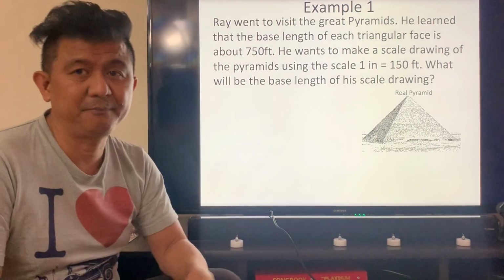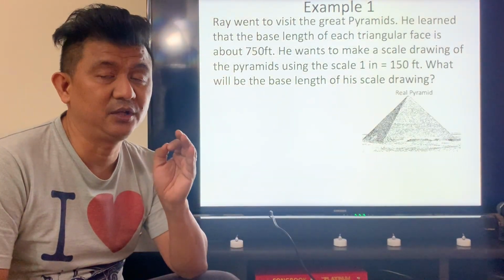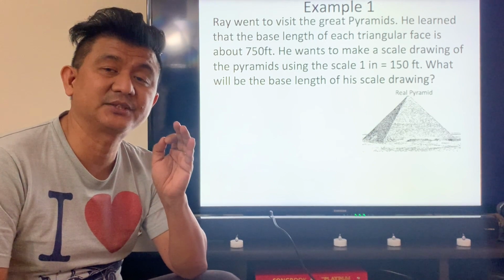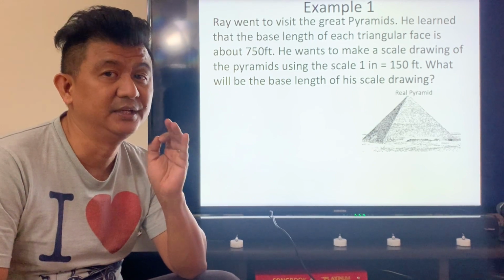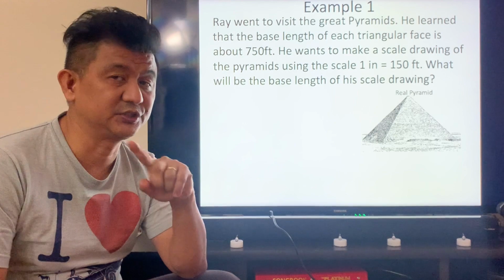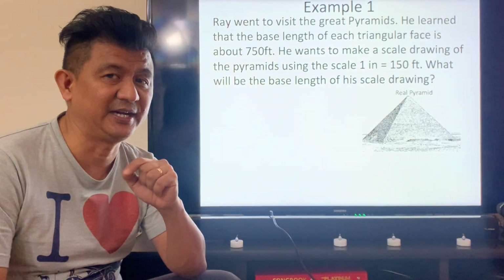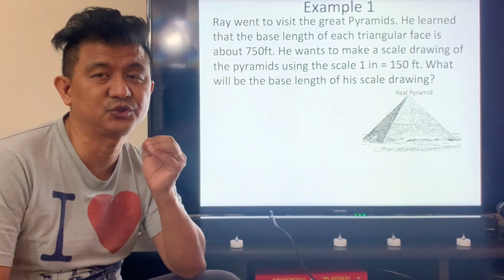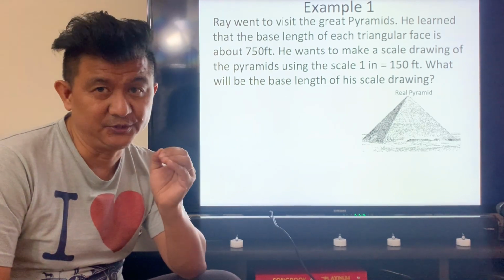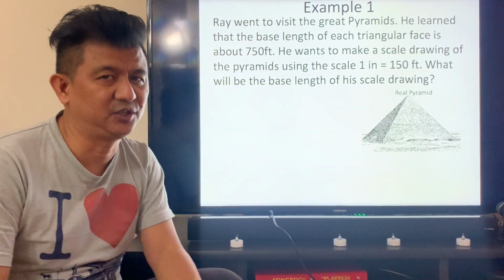Now, let's have examples on how to use this. In problem solving, you have to know your basics of solving for a missing number in a proportion. There's a separate video just for that. But assuming that you know how to solve for a missing value in a proportion, then we can solve this.